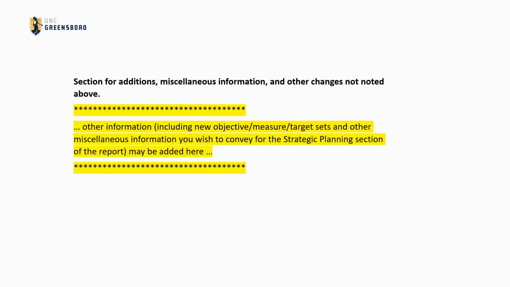Finally, you'll find the section for additions, miscellaneous information, and other changes related to the Strategic Objectives section. In this optional section, the user is provided with an editable area where other information regarding strategic objectives may be provided. For example, is the program planning to include an objective, measure, target set that wasn't listed on the template? Here's a spot to list that objective, measure, and target set. Other miscellaneous information related to the strategic objectives section can be provided here as well.